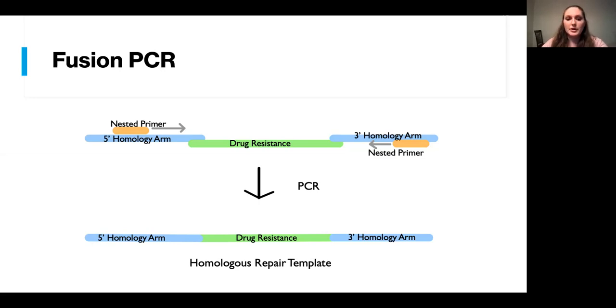The part where you see them overlapping in the upper part of the picture is where they are complementary, so they will bind during the annealing stage of the PCR, along with the nested primers, which are seen in orange, which will then amplify that entire long piece into one long strand of DNA, which is our homologous repair cassette.